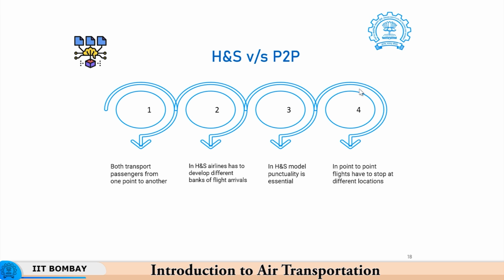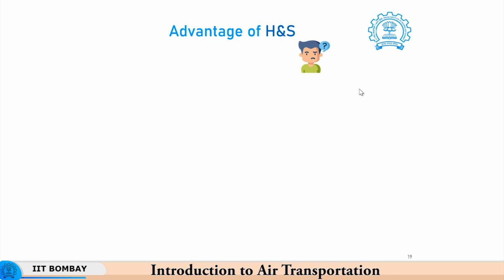And in point to point flights, flights have to stop at different locations. Because in point to point you have to go from A to B, then B to C, then C to D, then D to E. Whereas in hub and spoke, you can go from A to hub and hub to the spoke. So, that is the basic difference.